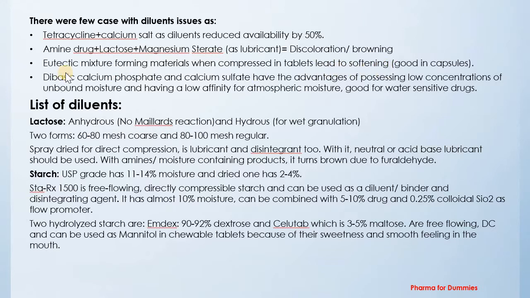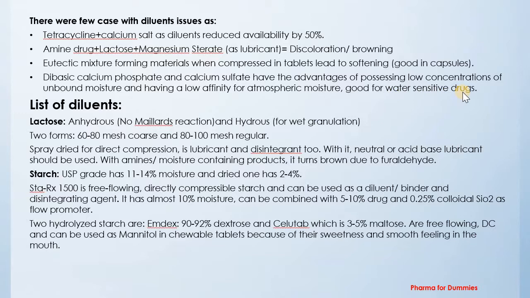Eutectic mixtures are when two dry powders are mixed, and when pressure is applied, it can lead to melting of the products, or it can lead to liquefaction, and hence it can directly lead to softening. Fourth, dibasic calcium phosphate and calcium sulfate have the advantages of possessing a low concentration of unbound moisture and have a low affinity for atmospheric moisture, so they are good for water-sensitive drugs.